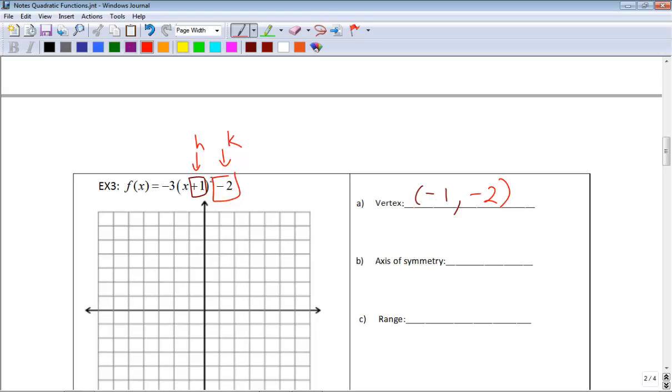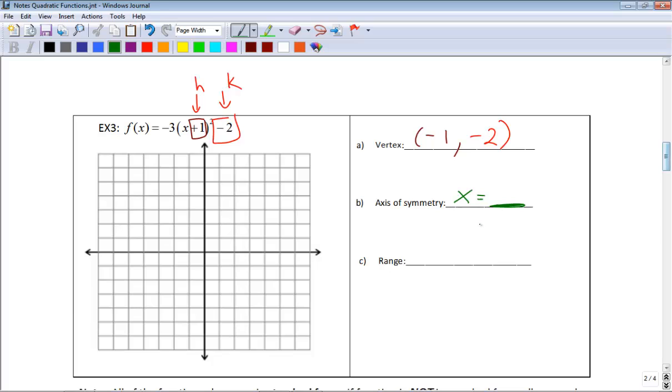All right, what's the axis of symmetry? Again, the axis of symmetry is an equation, and it's x equals some number. Well, what is the number that I equal? The number is negative 1. So the axis of symmetry is the line x equals negative 1. Again, the range is easier to find once you've graphed. So let's figure out what the compression stretch is. Well, that compression stretch happens to be negative 3.